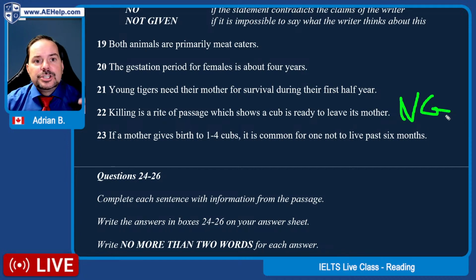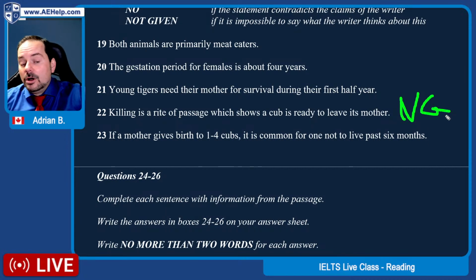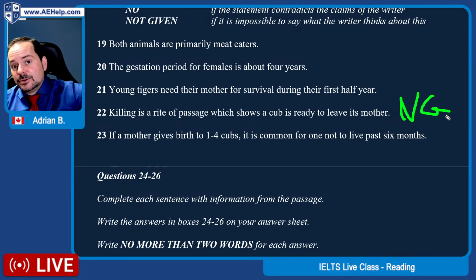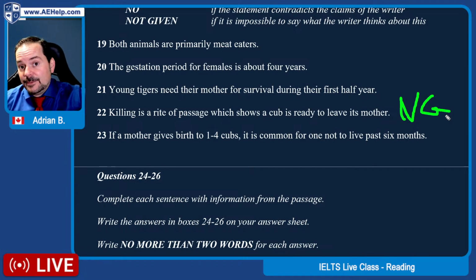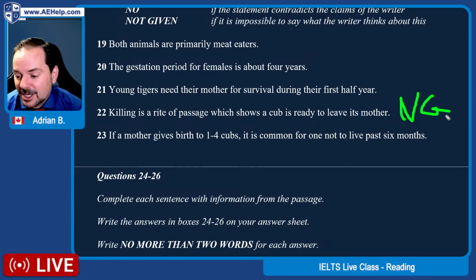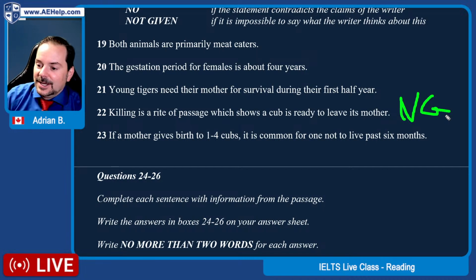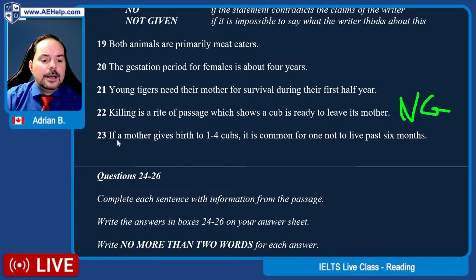If you're skimming and scanning for all these true, false, not given, or yes, no, not given questions, you will run out of time on that passage. I guarantee it. You just can't do it. You have to be able to do it from clear logic and visualization. Okay? Everybody with me on that? It's important.